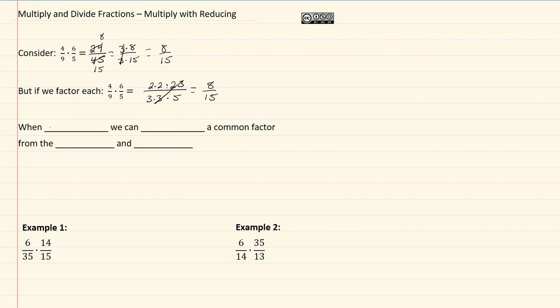So when we multiply, we can remove a common factor from the numerator and denominator. This actually makes it much easier to do our multiplication because our numbers don't get big. Let's take a look at our examples.